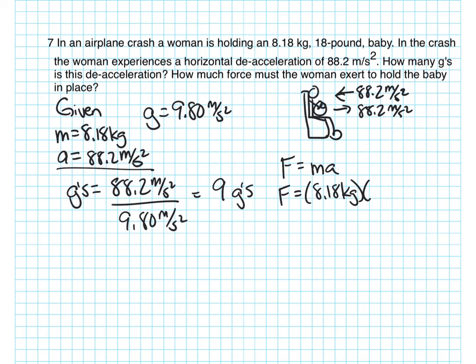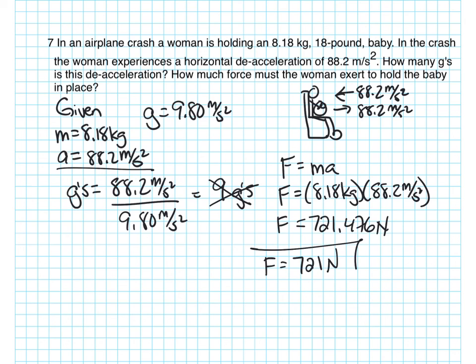And again, I'm not going to use the 9 G's. I got to use standard SI units. So that's going to be 88.2 meters per second squared. And then when I do the math on this, I get a force equal to 721.476 newtons, which if I look at it in terms of 3 sig figs, 721 newtons.